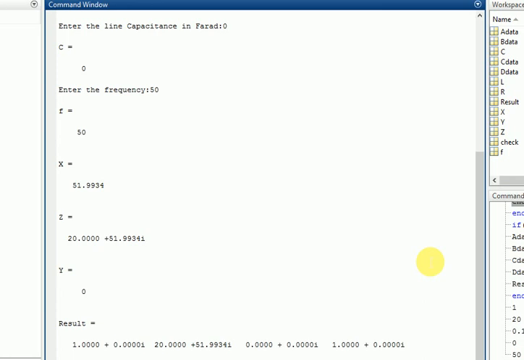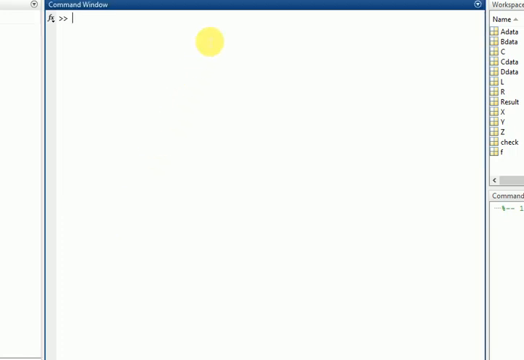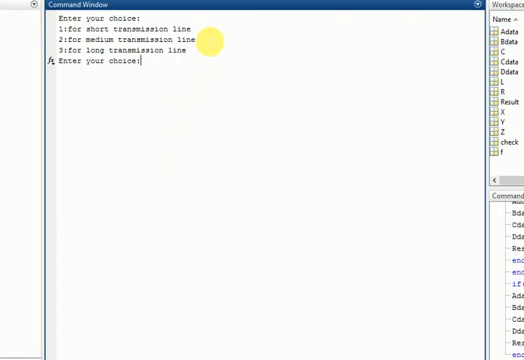Now let us feed the program again, this time for the medium transmission system. Now again I have copied the program, and I am pasting it over here with Control V. Now it is again asking to enter your choice. The number 2 is for the medium transmission line, so I am putting number 2 over here. So 2 is taken, meaning acknowledged.